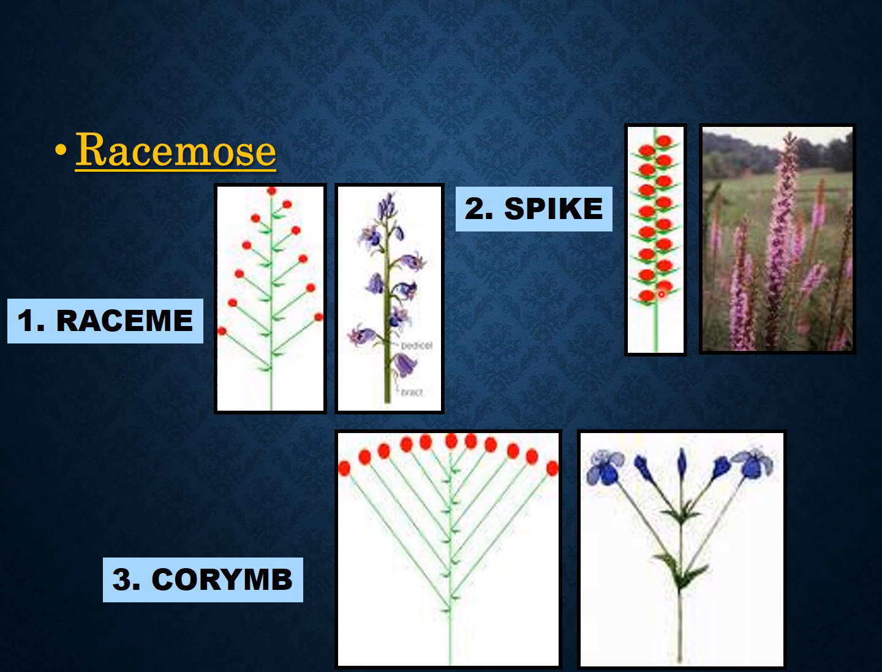But when the condition is like raceme inflorescence, but the flowers are sessile without pedicel, it is called spike. Pedicel means the stalk of the flower.